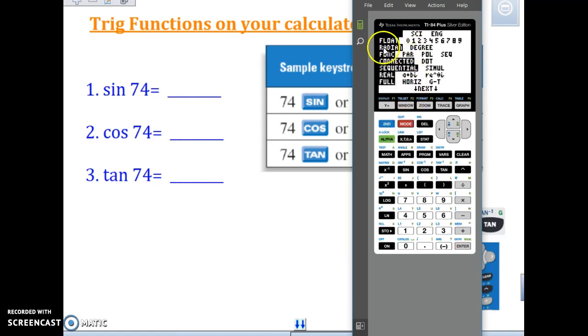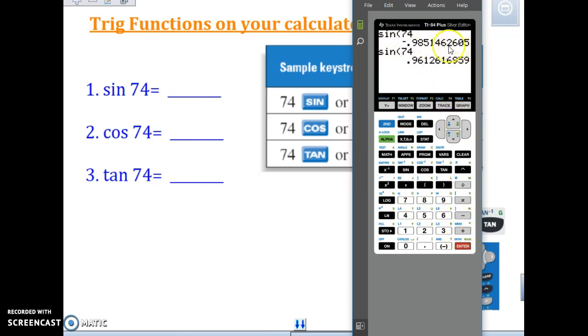See how mine is in radians? So you hit mode and it takes you to this screen and you're looking for degrees. Then you have to scroll down and then hit over and then turn that button on. Now see how my degrees is clicked? Then if I quit this screen, notice how my answer is going to change when I push enter.